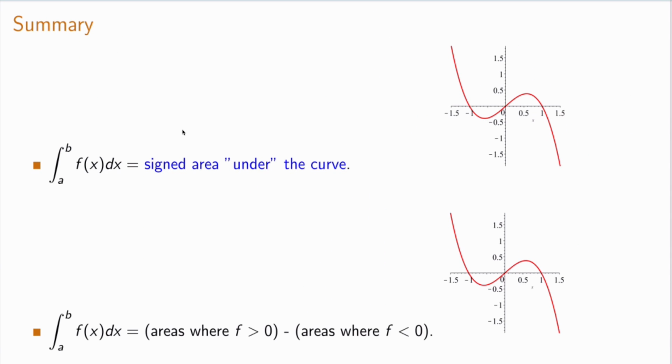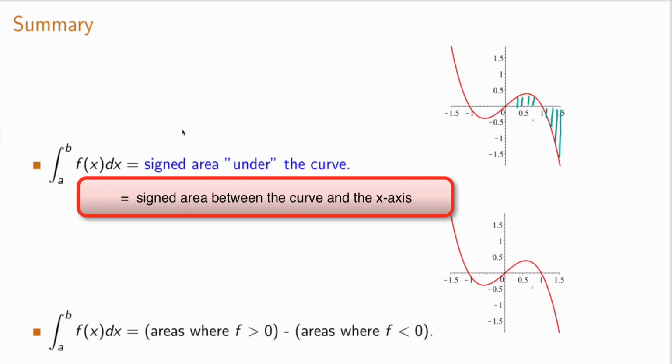Let me summarize. So the integral from a to b of f of x dx, where f is an arbitrary function, is really the signed area under the curve. And now I put under in quotation marks because, well, here we are under the curve, right? But here we are actually over the curve. So it's really the area between the curve and the x-axis. A way to understand this is that the integral from a to b of f of x dx are those areas where f is positive, so maybe this one and this one, minus those areas where f is negative.